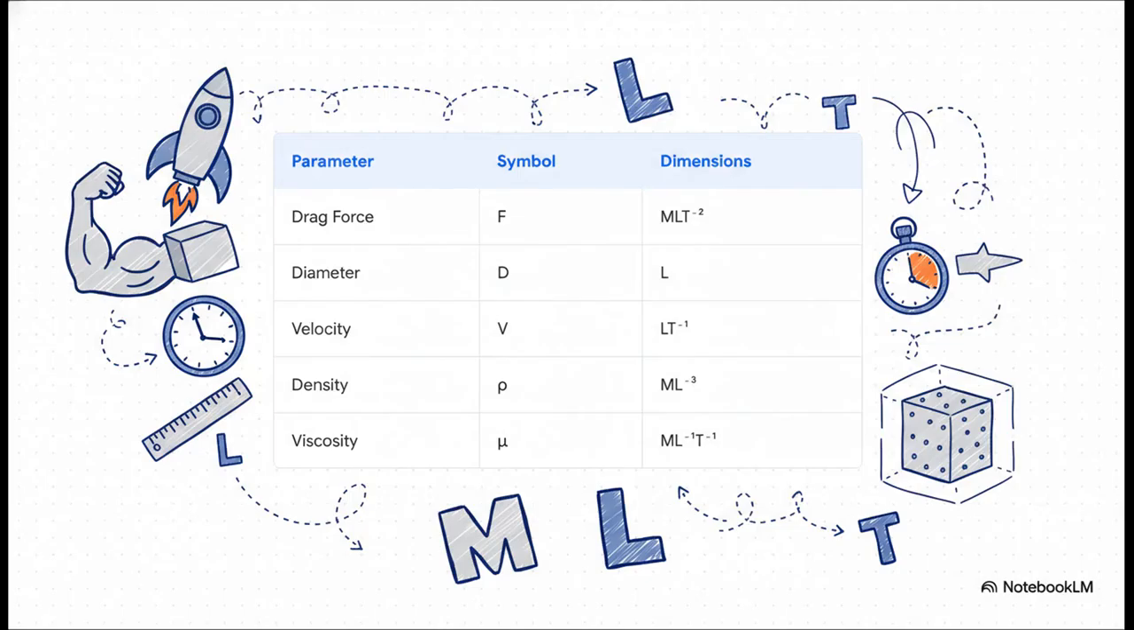And what's so cool is when you lay it all out like this. A force, for example, is really just a mass times an acceleration, which breaks down to mass, length, and time. Velocity? That's just length over time. Density is mass over volume, or mass per length cubed. So when we actually write out the fundamental dimensions for all 5 of our variables, you see this amazing pattern. They're all just different combinations of M, L, and T.